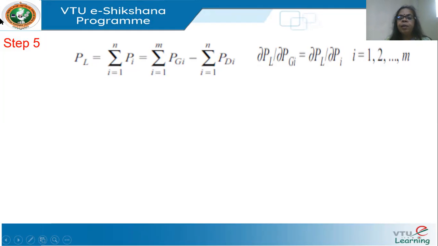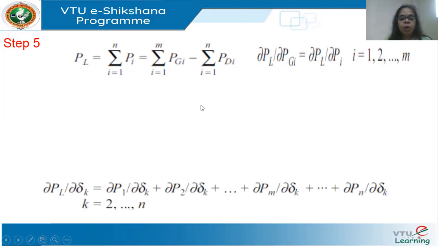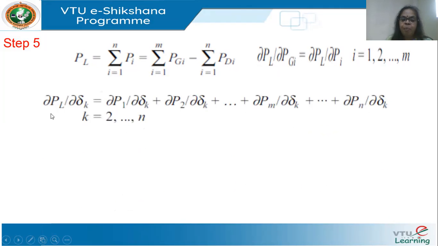So in effect, the partial derivative of PL, that is the loss, with respect to PG will be the same as the derivative of loss with respect to Pi, because dou PL by dou PDi will be zero, because PD is a constant. Okay. So now let me do again a little bit of jugglery here. So now if I have dou PL by dou delta k, right?